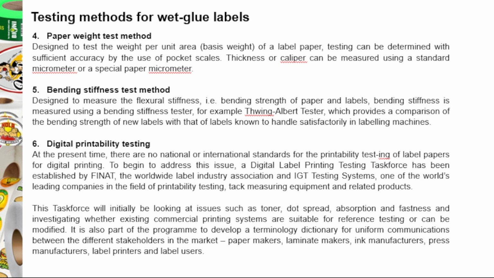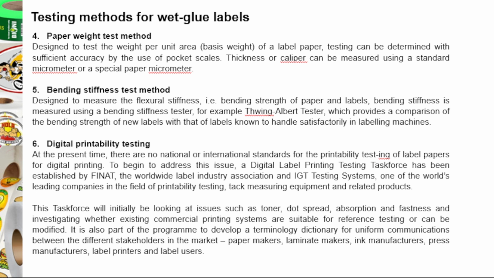Number 4, paper weight test method. Designed to test the weight per unit area, basis weight, of a label paper. Testing can be determined with sufficient accuracy by using a pocket scale. Thickness or caliper can be measured using a standard micrometer or a special paper micrometer.